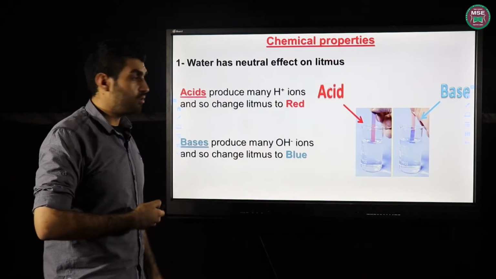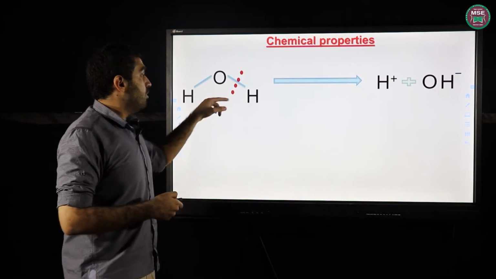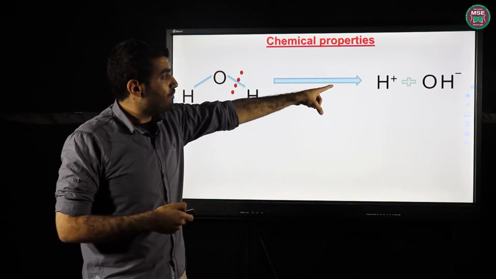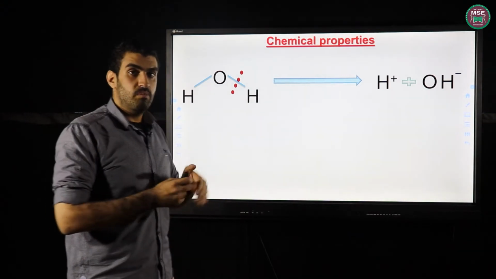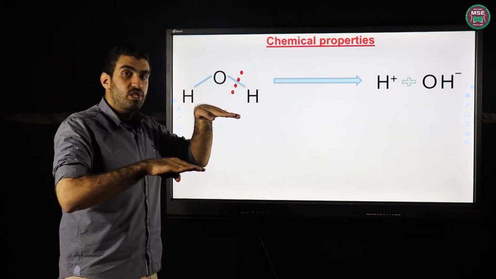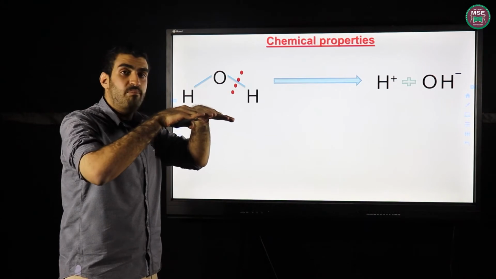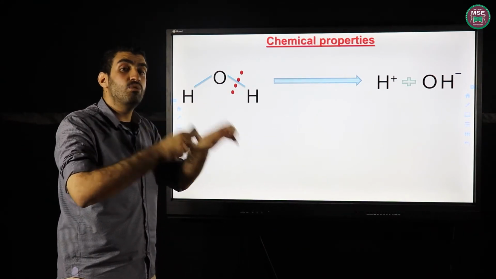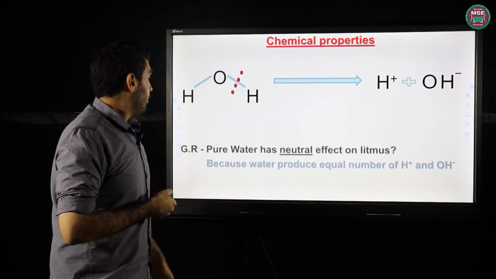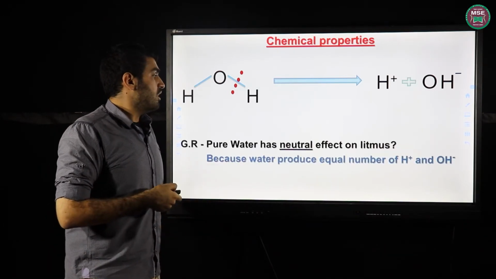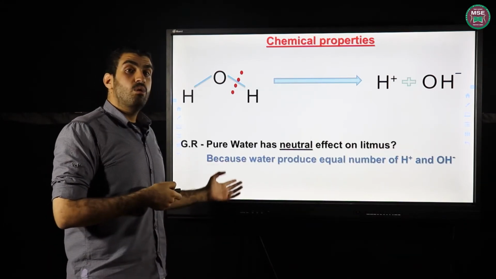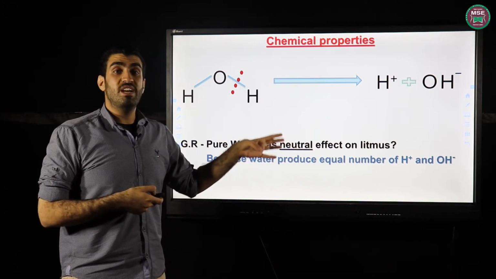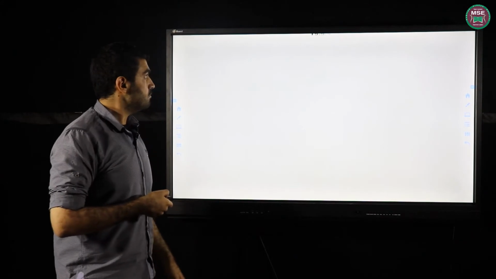If I have water, let's say, when I break the water molecule, it produces an equal number of H plus and OH minus. H plus gives acidic effect, OH minus gives basic effect, same amount, so the effect is not basic nor acidic, it's neutral effect. When I ask you, give reason pure water has neutral effect on litmus: because water produces equal amount, or equal number, of H plus and OH minus.